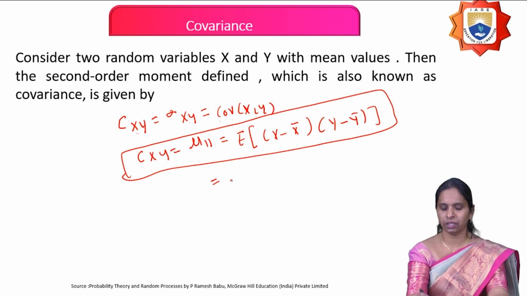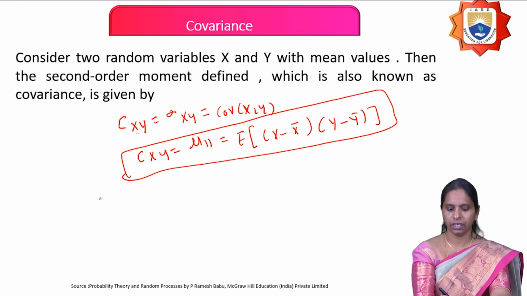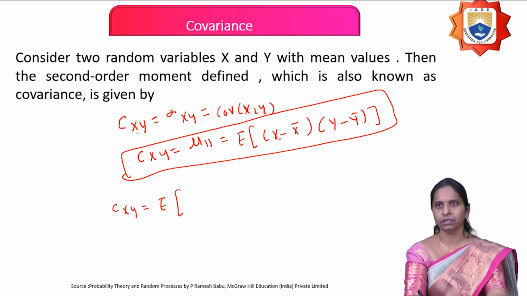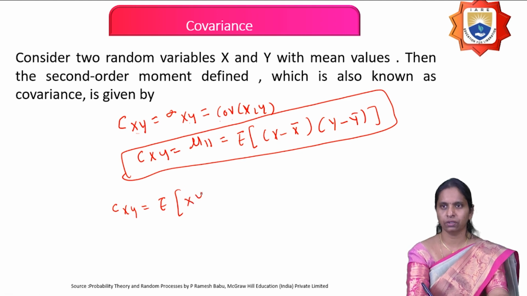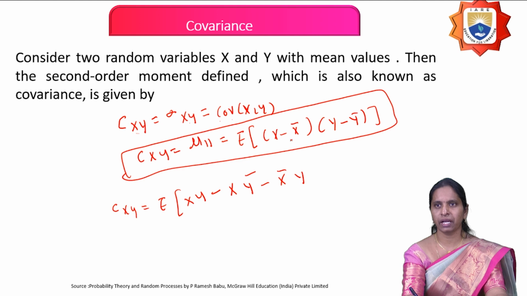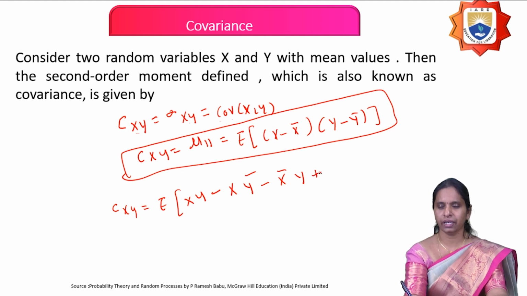Now, if you simplify this, then what can you obtain here? Cxy is equal to expectation of x minus x bar into y minus y bar. Just multiply these two terms. Then what can you obtain? x into y, then x into minus y bar, nothing but minus x into y bar. Next minus x bar into y, nothing but minus x bar y. Next minus x bar into minus y bar, you'll get plus x bar into y bar.